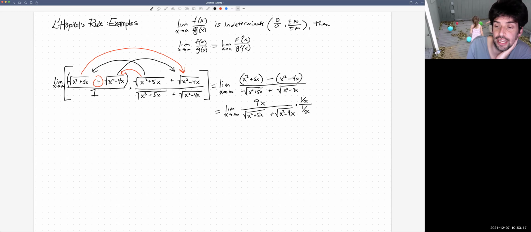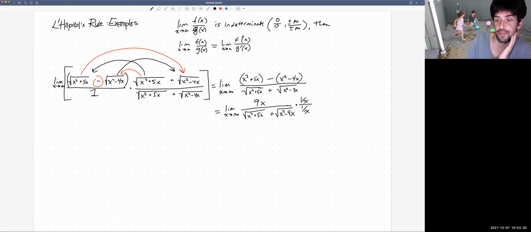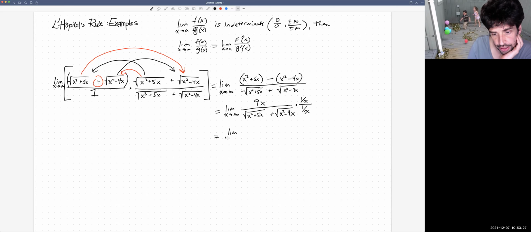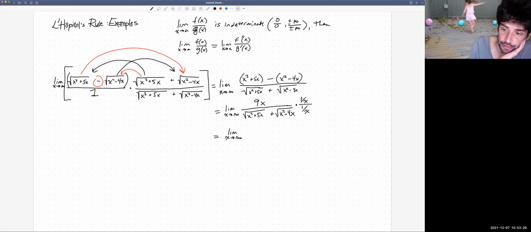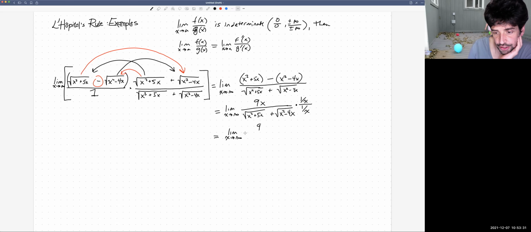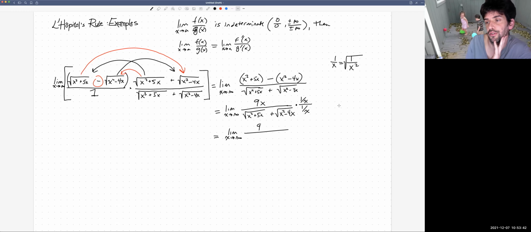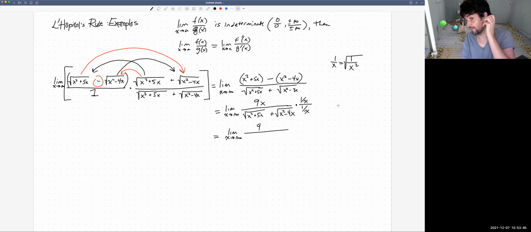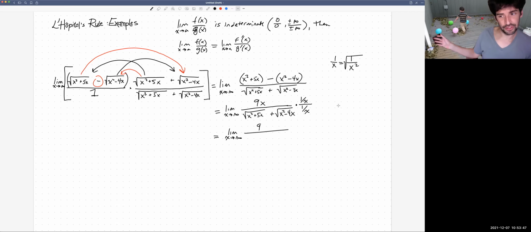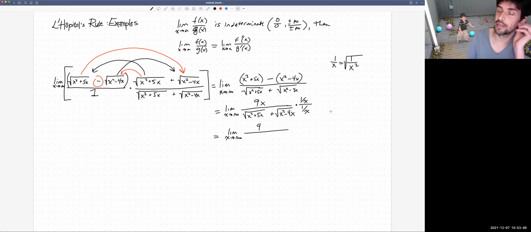Again, I'm not changing anything because x is certainly greater than 0, and so this is just a 1. So we have the same function. We're just going to be looking at it from a different perspective. So the numerator, 1 over x times 9x is just 9. In the denominator, for each of these radicals, we're going to use that 1 over x is the same as 1 over the square root of 1 over x squared. This works because x is positive. We've seen before that if x is negative, we have to pick up a negative sign.